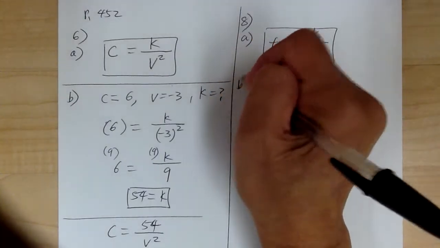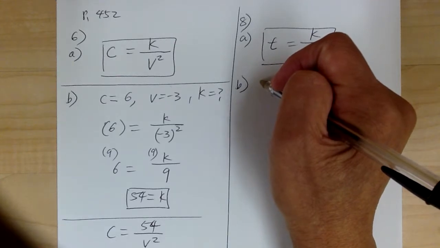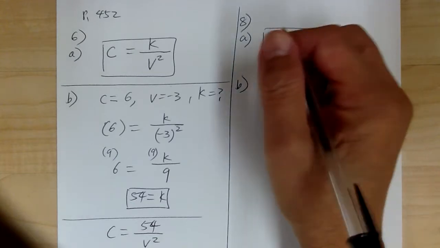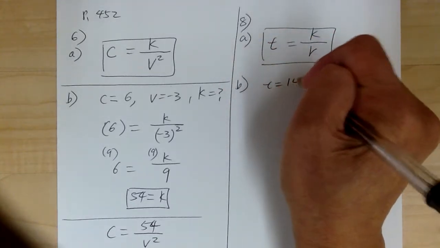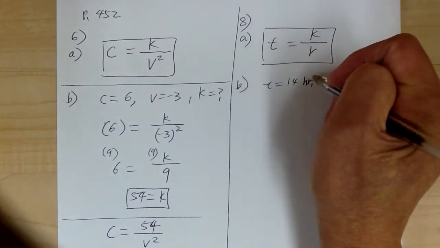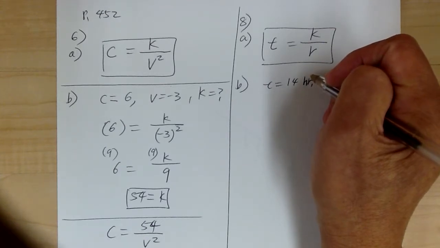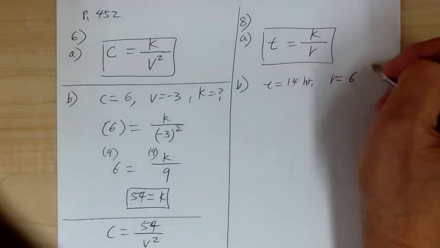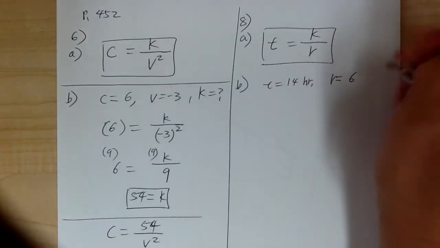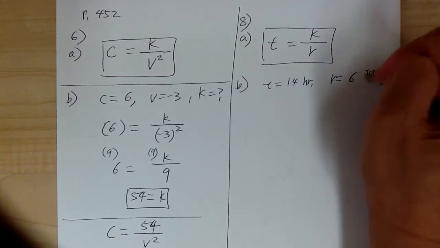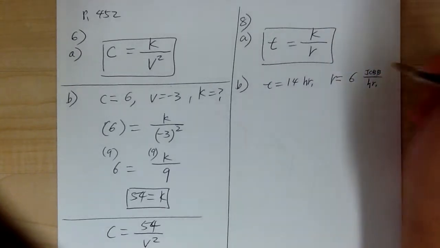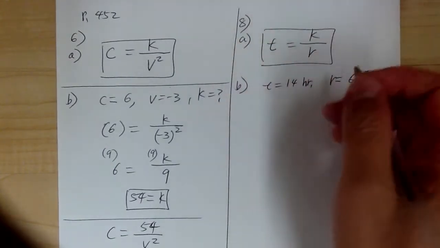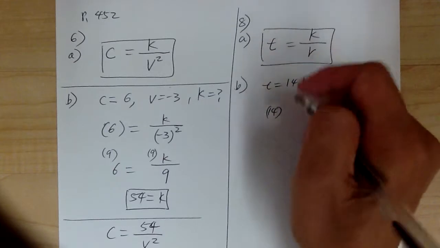And then part B, you can start to read. So it says if it takes 14 hours to get a certain job done at a rate equal to 6 jobs per hour, that's just the label, so you don't really have to worry about that. Okay, so again, before you read any more, let's go and get a k first.